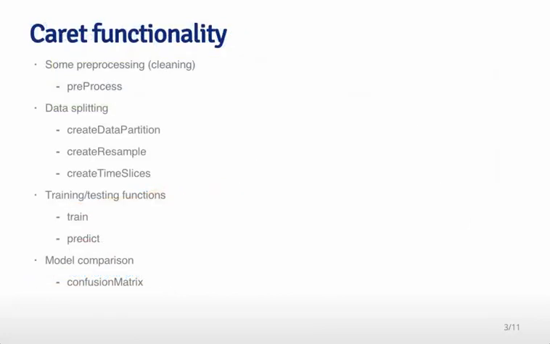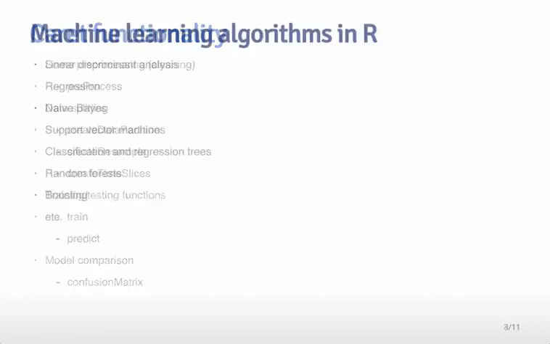The functionality that's built into the Caret package includes some of the following. We can use the pre-processing tools to clean data and get the features set up so that they can be used for prediction. We can also do cross-validation and data splitting within the training set using the createDataPartition and createTimeSlices functions. We can also create training and test sets with the train and predict functions, and we can use those to train prediction functions and apply them to new data sets. We can also do model comparison using the confusionMatrix function, which will give you information about how well the models did on new data sets.